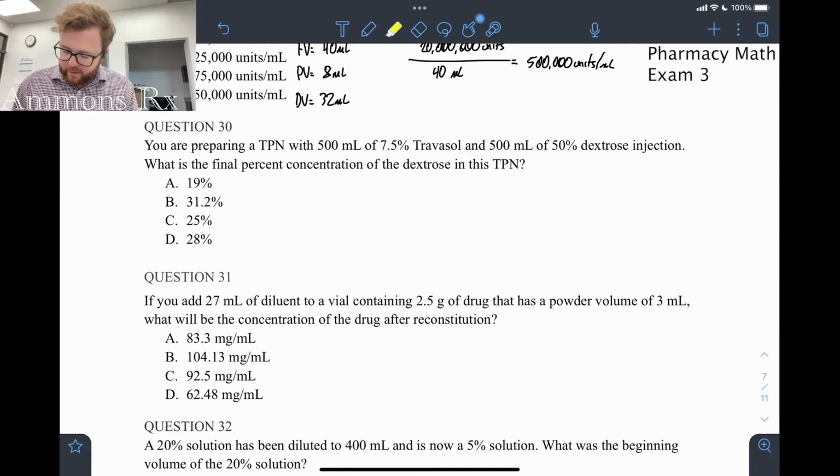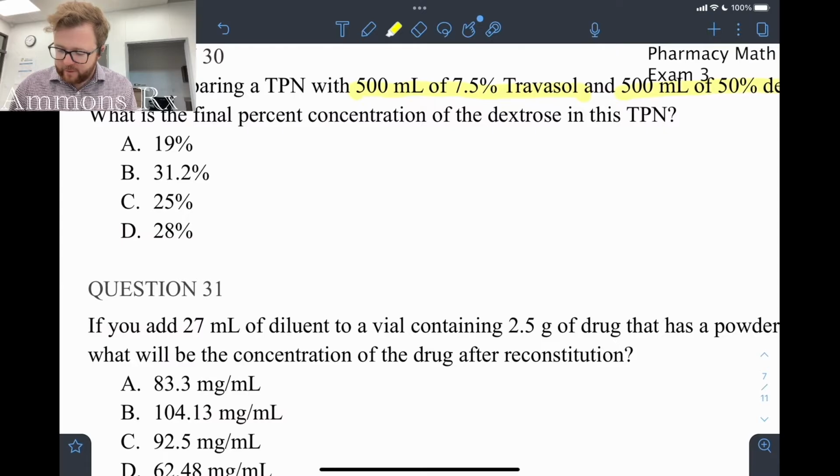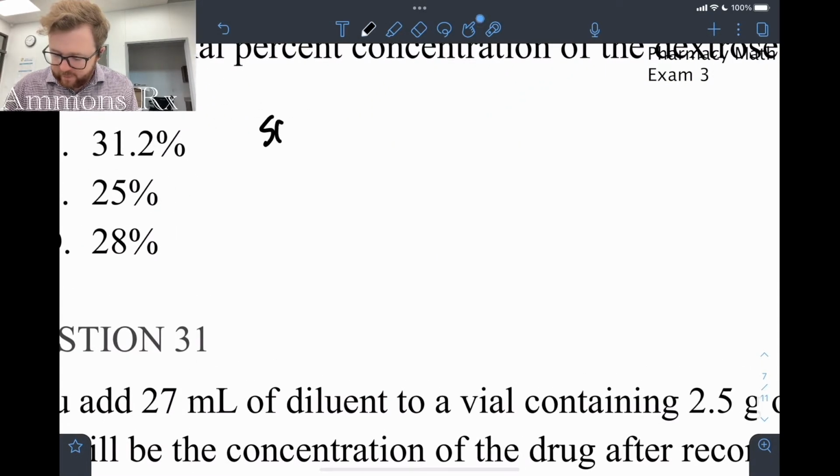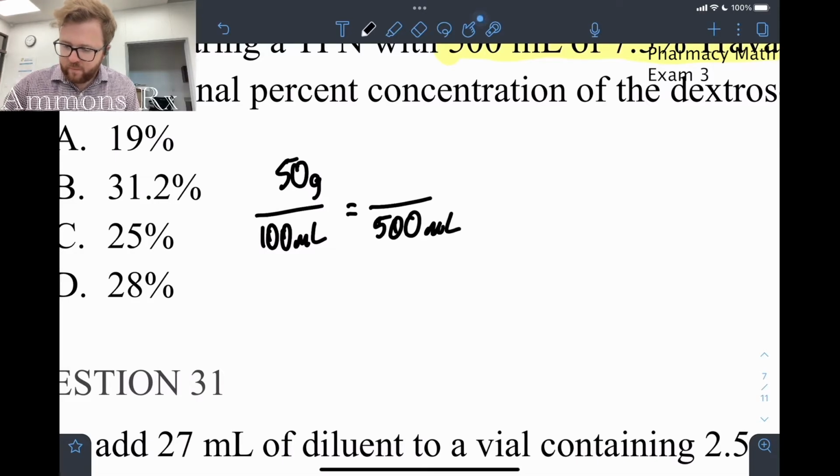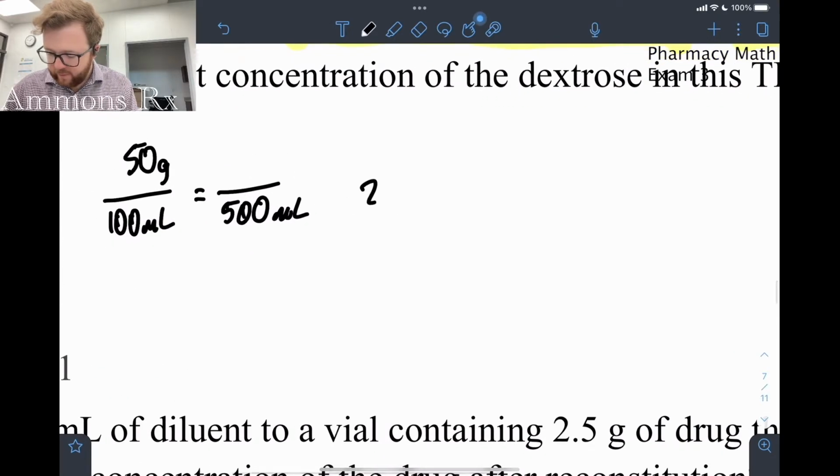Another question about our TPN. 500 mils of 7.5 Travasol, 500 mils of 50% dextrose. We're looking for dextrose this time. So 50%. How many mils do we use? 500. 50 times 500 divided by 100. That's going to leave me with 250 grams.